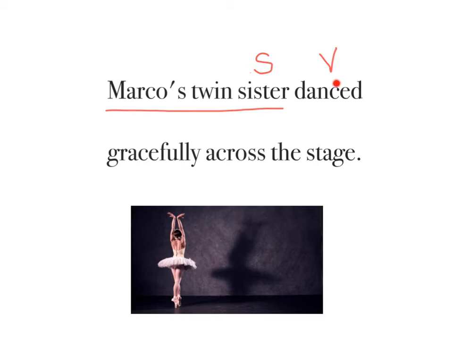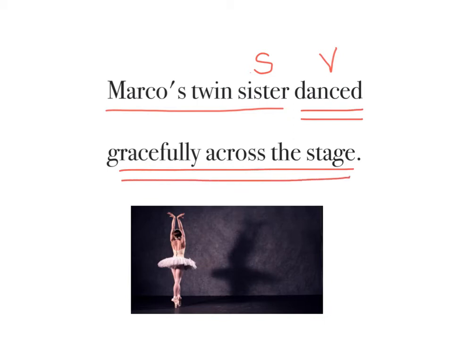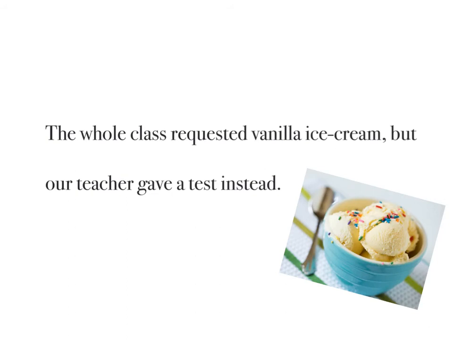Do we get any other information about how she danced or where she danced? Yes, we do. She danced gracefully across the stage. So we've got our simple subject, complete subject, marked with a single underline, simple predicate, complete predicate, marked with a double. Let's try another. The whole class requested vanilla ice cream, but our teacher gave a test instead.